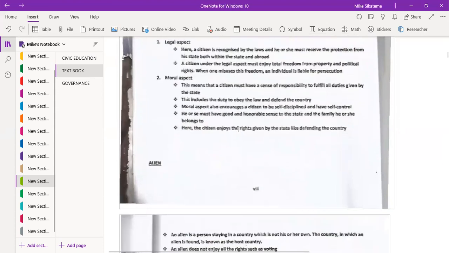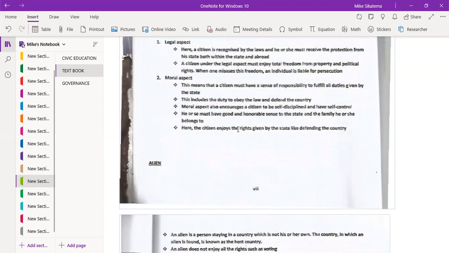So we also have a moral aspect. When we talk about morals, we're now talking about the aspects of ethics. Those of you who want to pursue higher education after getting your grade 12 certificate are going to encounter the word ethics, whether ethics in health, ethics in the legal system, or ethics in education, if you want to do teaching. So with morals, think about ethics, what's good and what's right. That's what I want you to focus on. This means that a citizen must have a sense of responsibility to fulfill all duties given by the state.